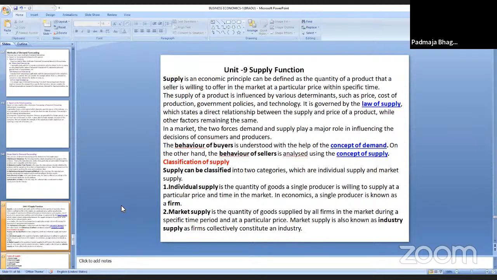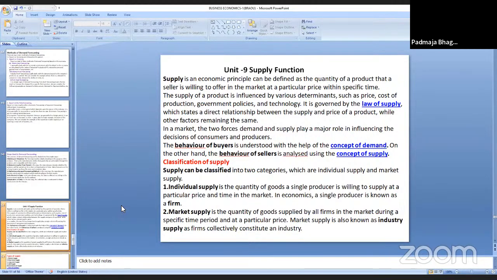When you have more supply, the price will increase. When the price is less, the supply is also less. Always there is a direct relationship between the price and the supply, while other factors remain the same. In a market, the two forces are demand and supply. These two play a major role.